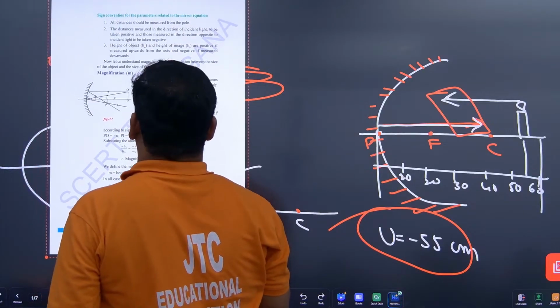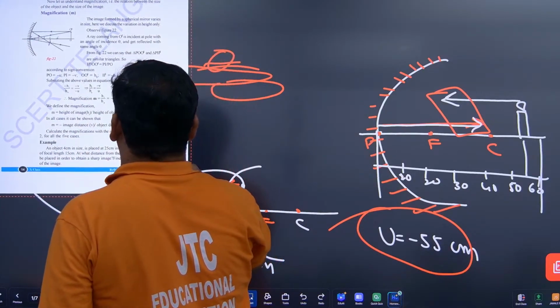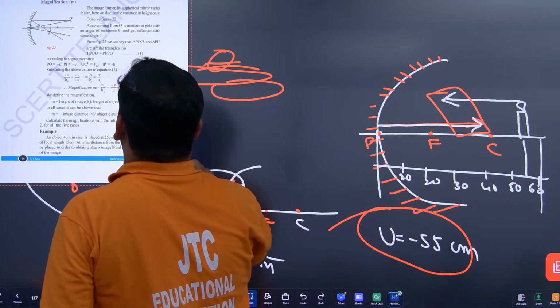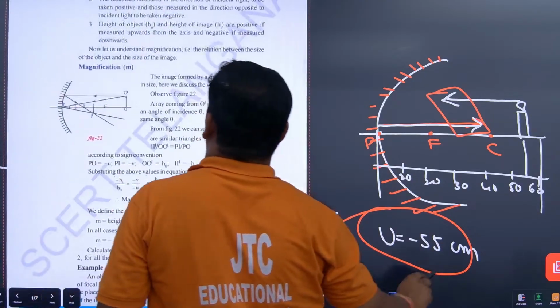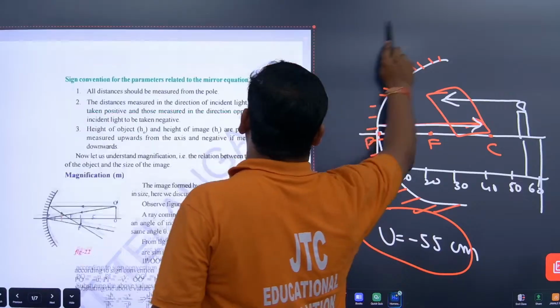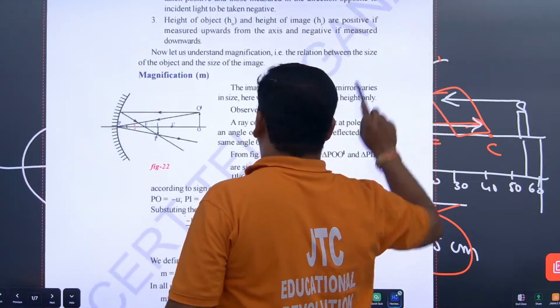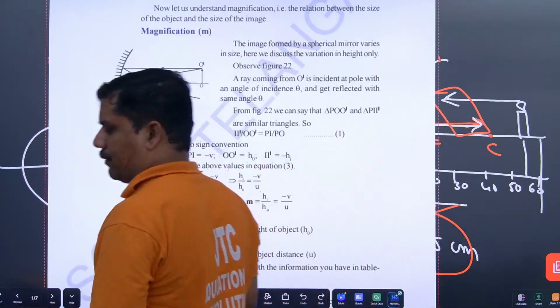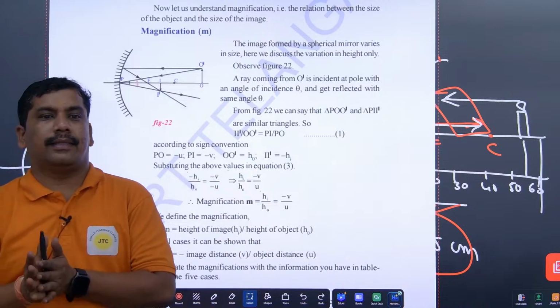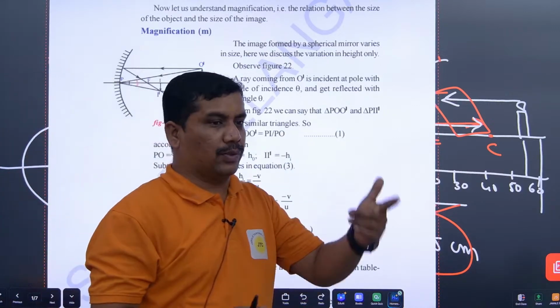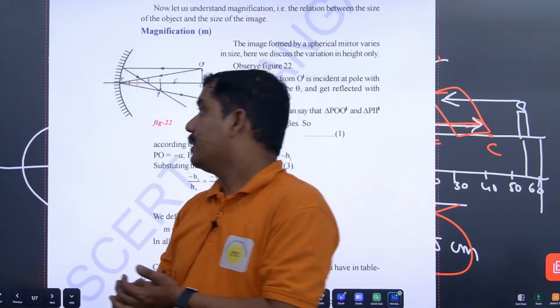Okay, one more topic left to study. First we'll do this part, and after that we'll go to the problem. Magnification. A very interesting and very simple topic, everyone. See, this formula will also be used in the next problem.